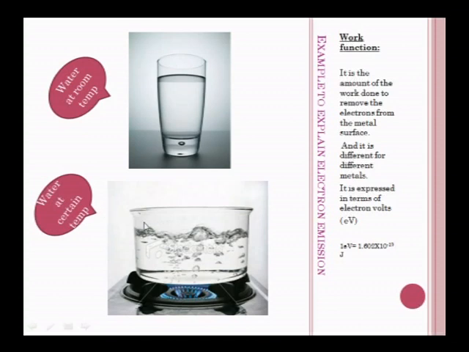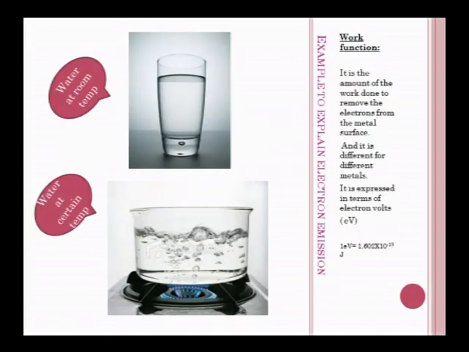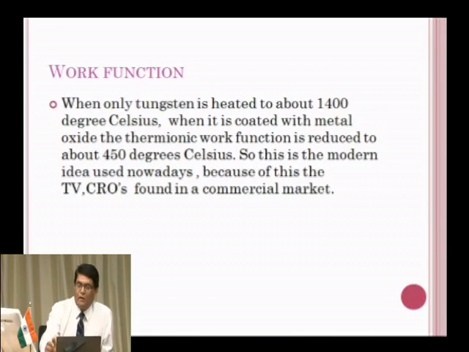The same analogy we can also apply for the emission of electrons. Now, say for example, suppose we consider metals as the best surface, because metal contains a large number of free electrons. Now, it has been found that if you use tungsten and heat the tungsten to about 1400 degrees Celsius, then the emission of electrons takes place.